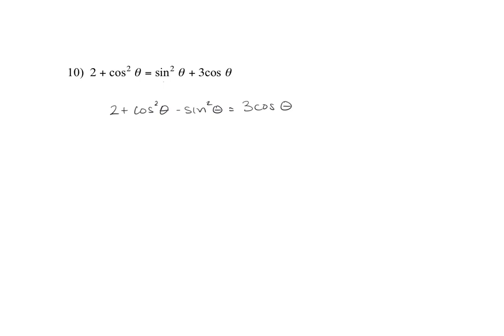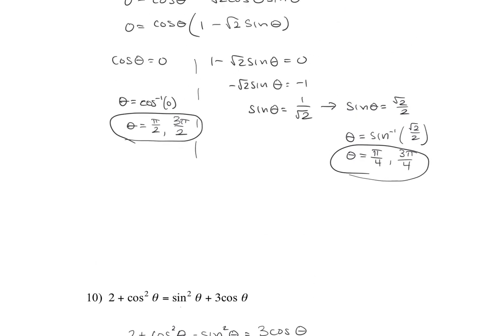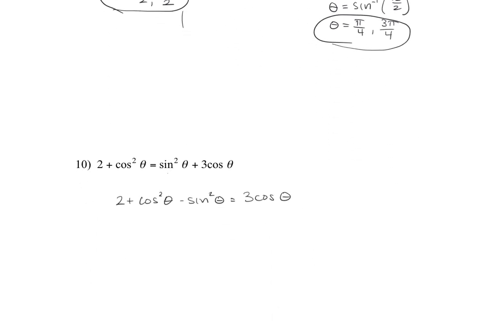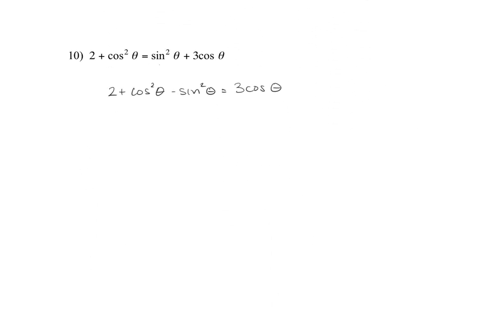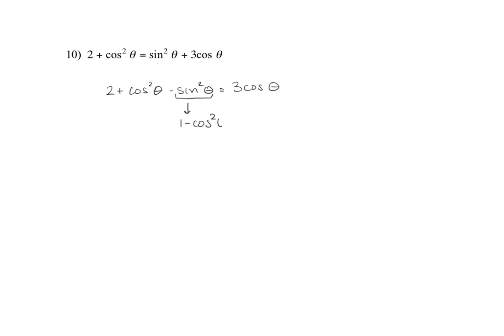And it doesn't look like I'm going to be able to combine these anyway, so I can factor out. So in question 10, I was able just to factor out a cosine, or question 9 rather, I was able to factor out a cosine. Doesn't look like that's going to be the case. So I'm going to take sine squared and change that into 1 minus cosine squared.